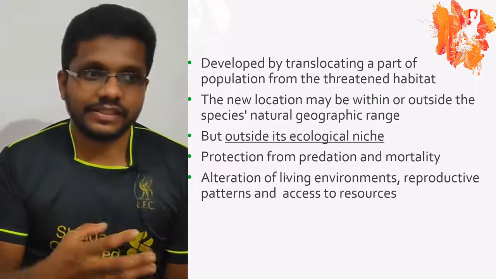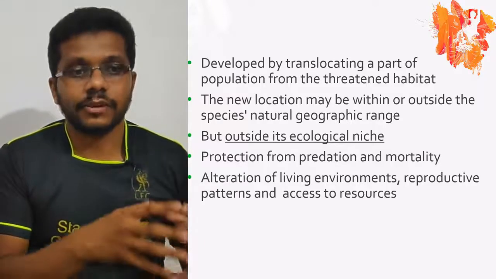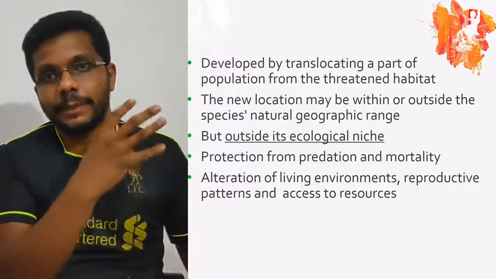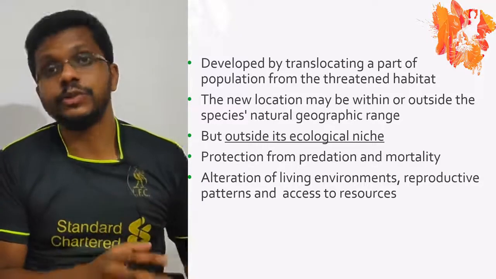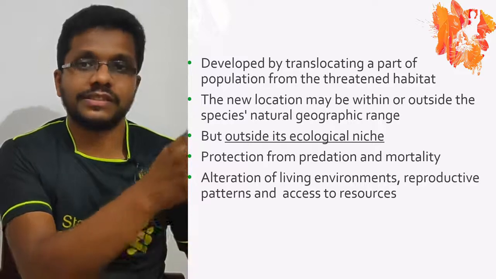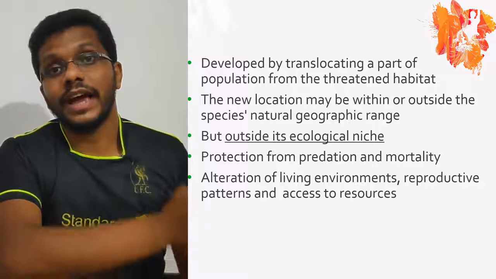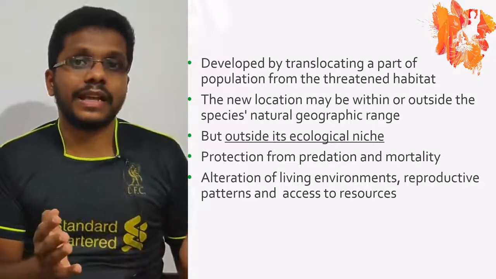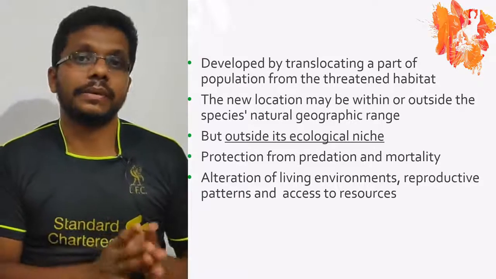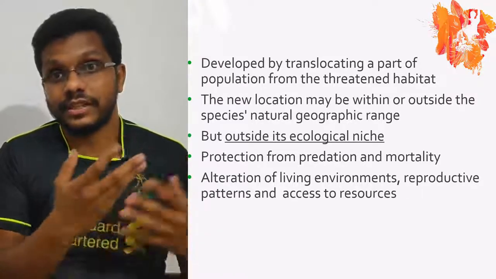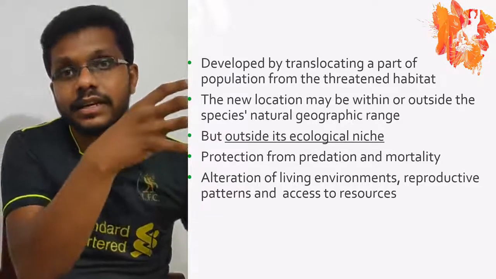This ex-situ conservation is done by translocating a part of the population from the threatened habitat. If habitat loss is happening and may lead to the extinction of a species, what we do is take a small portion of this threatened population and translocate it into another habitat. This other habitat may be a totally man-made habitat, or it may be another forest which is not the natural habitat of the animal, but we are protecting the animal in the new habitat.